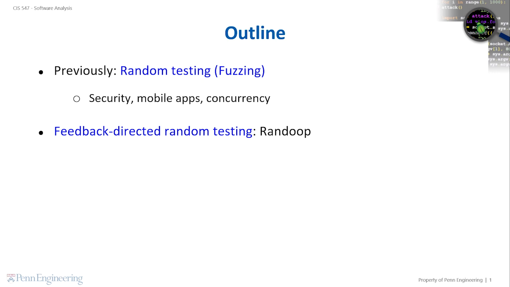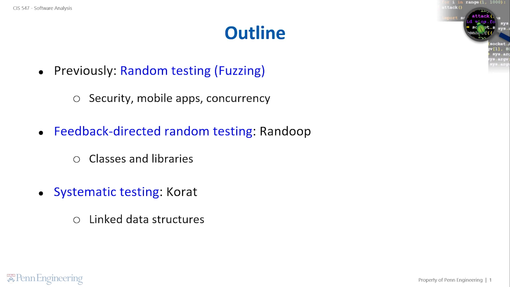One such approach, conceived in a tool called Randoop, is called feedback-directed random testing. It is suited for unit testing of Java program fragments like classes and libraries. Then, we will look at a systematic testing approach embodied in a tool called Korat, which is suited for testing routines that manipulate linked data structures such as lists and trees.